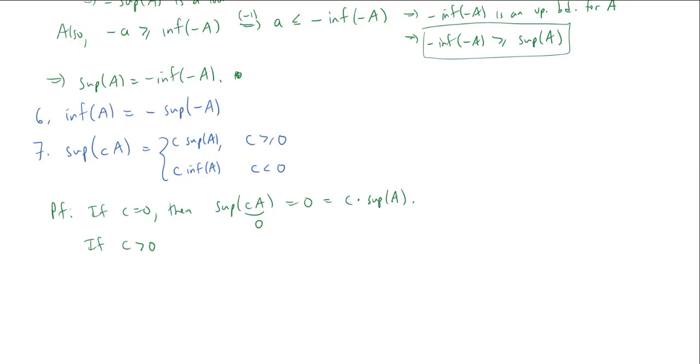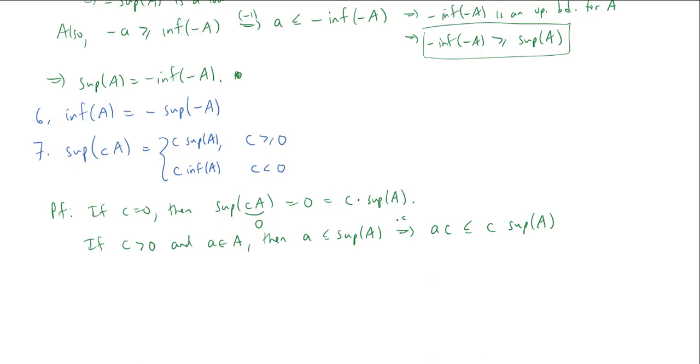All right. If C is positive, let's see. What if A was an element of A? Then, as before, we know that A is less than or equal to the supremum of A. So now let me multiply by this positive number C. If I multiply by C, then I get that AC is less than or equal to C times the supremum of A.